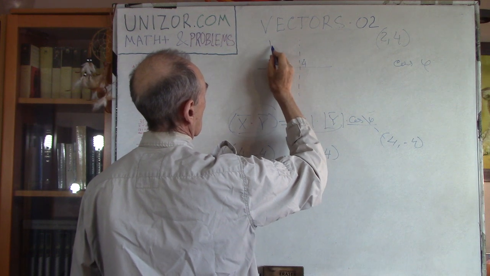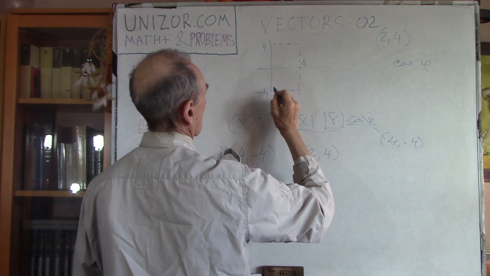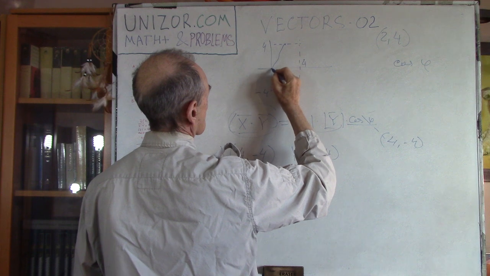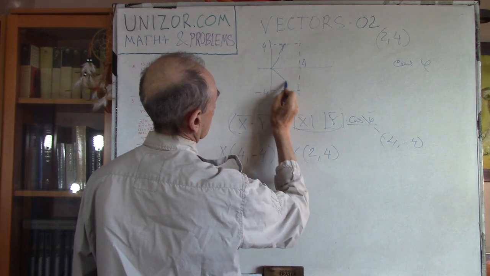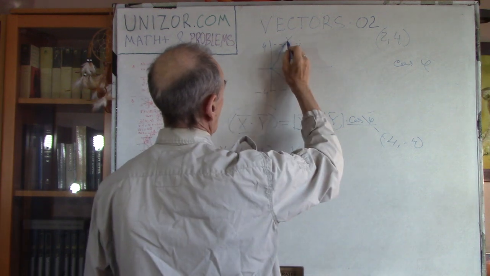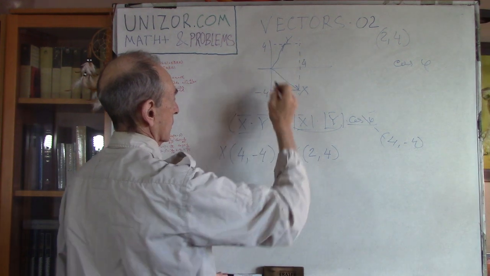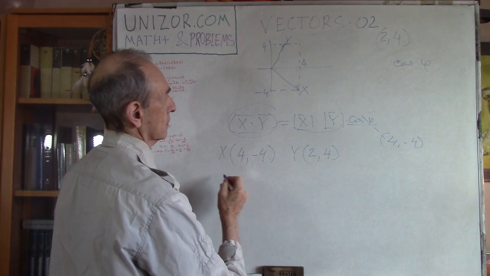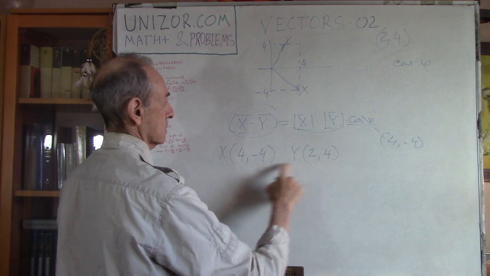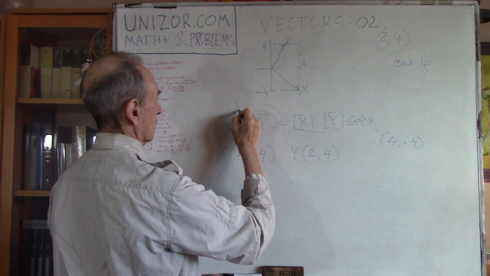So now we will have this. This is 4, minus 4, 4, and this is 2. So one vector would be this, and another vector would be this. So this is my x, this is my y. Okay, great. Now, the scalar product of these two vectors is 4 times 2 minus 4 times 4, which is 8 minus 16. So this is equal to minus 8.